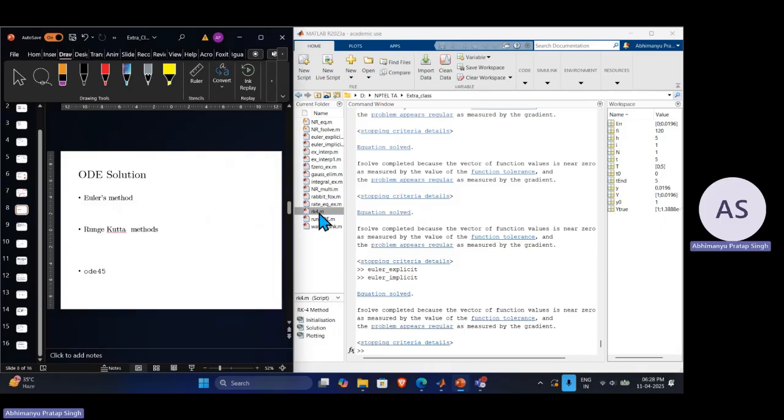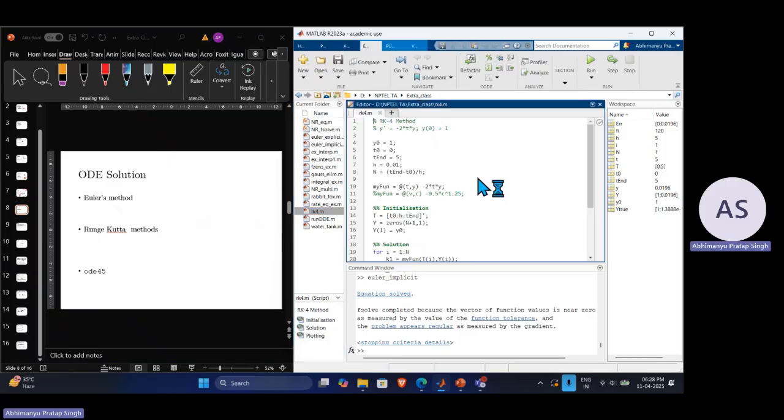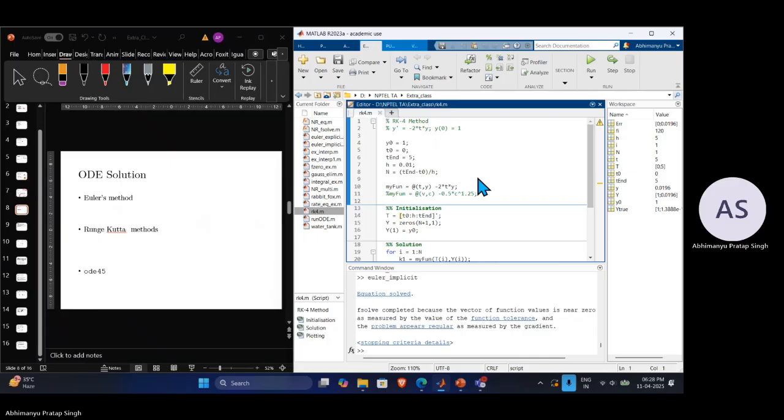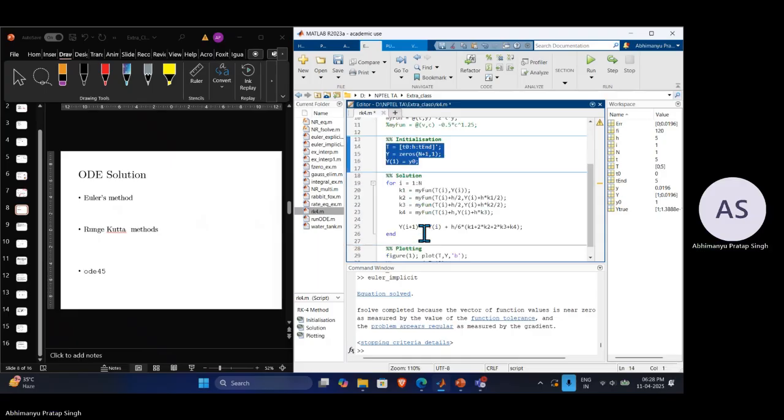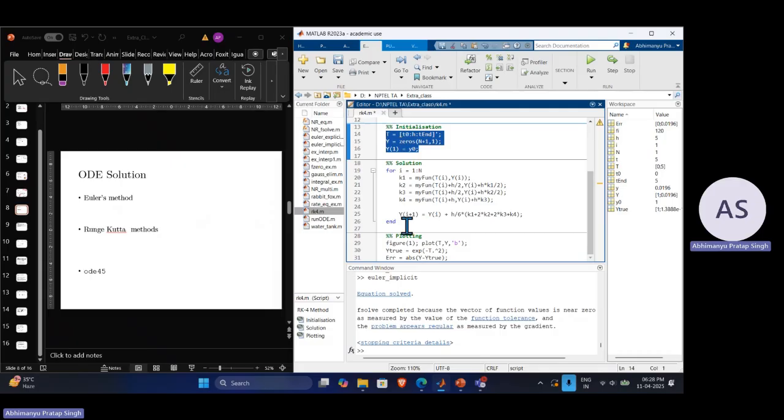Now we have RK4. So let us solve the same problem using RK4. This is just my initialization. So I will initialize this to 0.1 only. This is my function handle. I'm initializing all the required vectors. Then this is the solution for RK4.